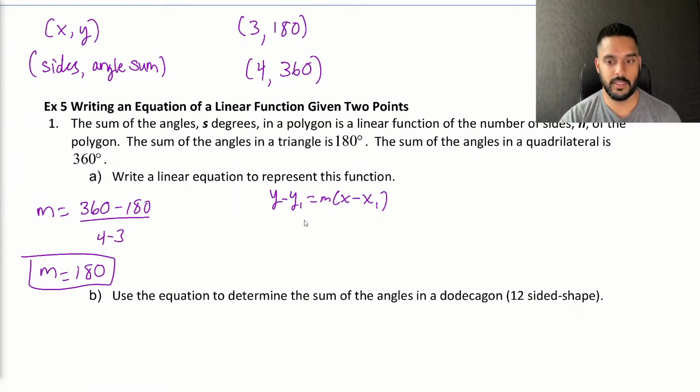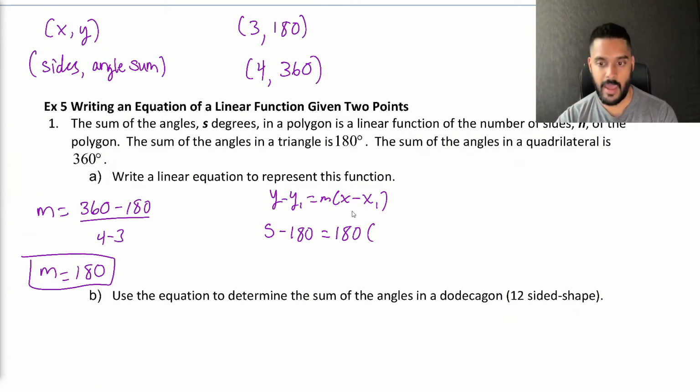Now you could pick any point that you wish. It really does not matter which one you choose. So I'm going to choose 3 and 180 to do this. So my y is going to be 180, but remember that we're representing the output by the sum of degrees. So instead of y here, we're going to write it in terms of the variables provided. So this is going to be s minus 180. So that's the y coordinate I'm using from that point. Okay, equals m, which we found out was 180. And inside the brackets then, x, our input, was the number of sides. So that's going to be n minus 3, according to the point we have.